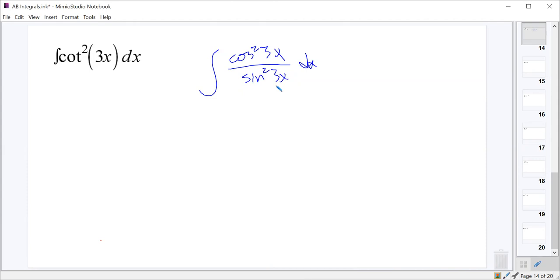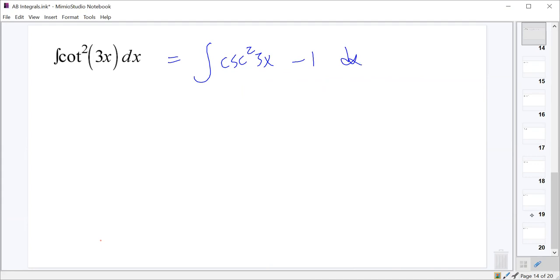Isn't cotangent squared equal to cosecant squared minus 1? It is, yes. Let's try that. So we could say that this is equal to the integral of cosecant squared 3x minus 1 dx. Everybody good with that? 1 plus cotangent squared is cosecant squared, so cosecant squared minus 1 is cotangent squared. And let's separate this into two different integrals. The integral of cosecant squared 3x dx minus the integral of 1 dx.